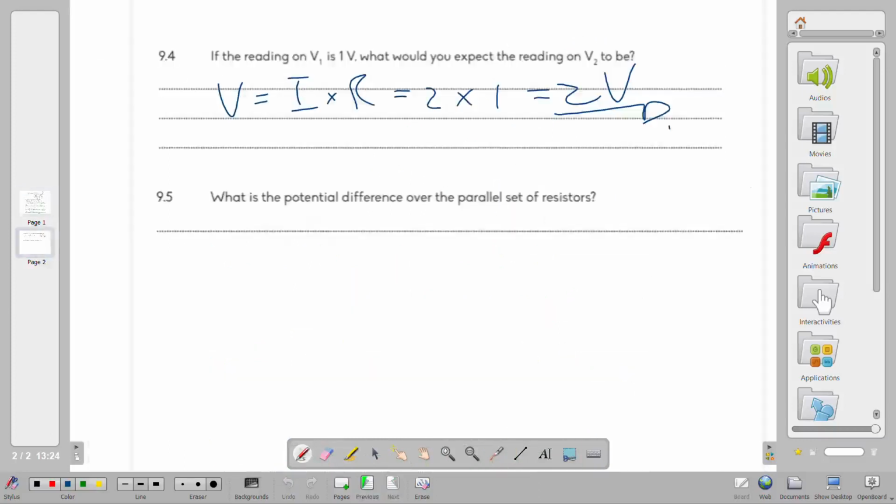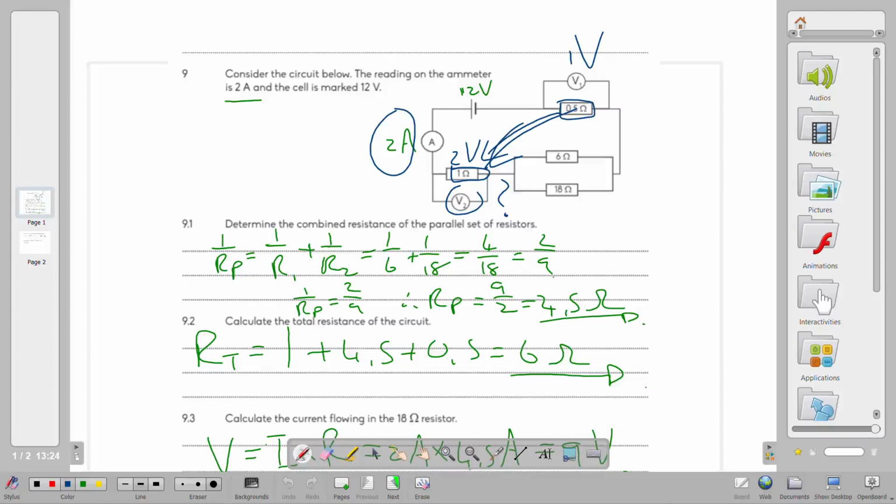And lastly, what is the potential difference over the parallel set of resistors? It's 9 volts. We already calculated it. They're asking what is the potential difference over the set of parallel resistors. I hope that helps. Please speak up if you don't understand. And let's get through this section. We're going to be doing lots and lots of electrical circuits.